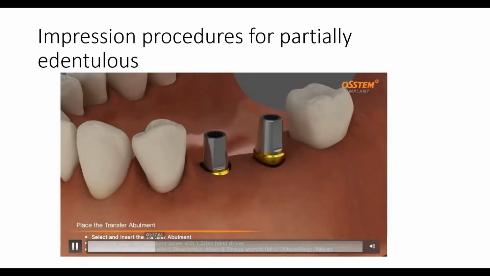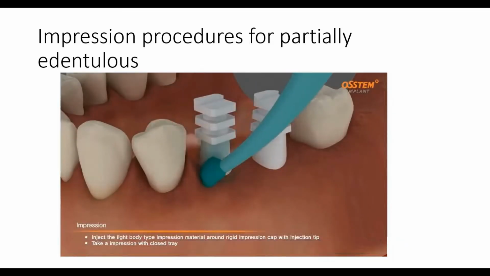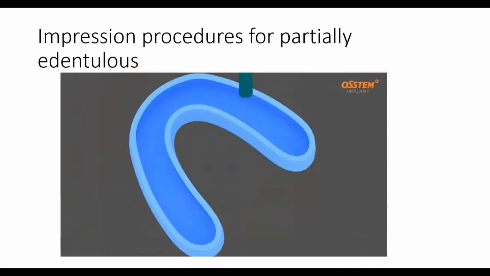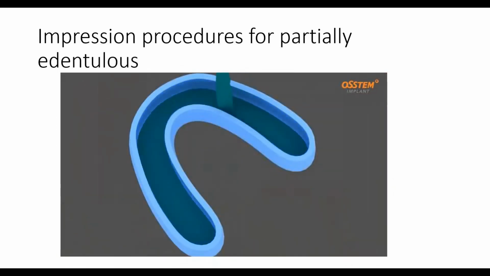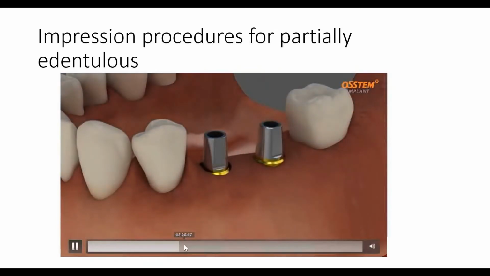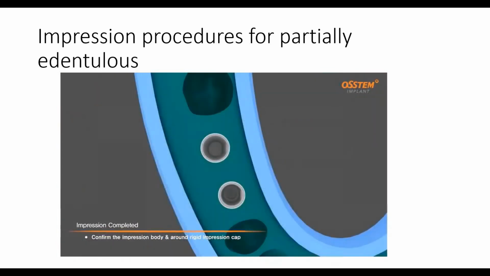After torquing the transfer abutment, a plastic rigid impression coping is attached to the implant abutment and the light body is spread around the impression coping. Now, a medium body or high body impression material is used to make a pickup impression, and the impression is made. Now, the plastic transfer coping will be there inside the impression.